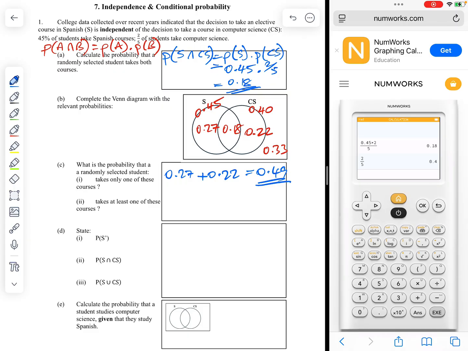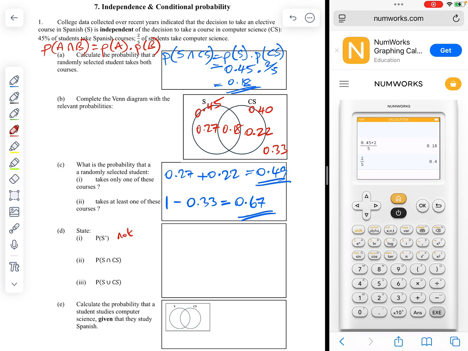What's the probability that somebody takes at least one of these courses? At least one of the courses is here, here, and here. The only people who wouldn't be included are the 0.33. So we could directly do 1 minus those who don't get included, 0.67.